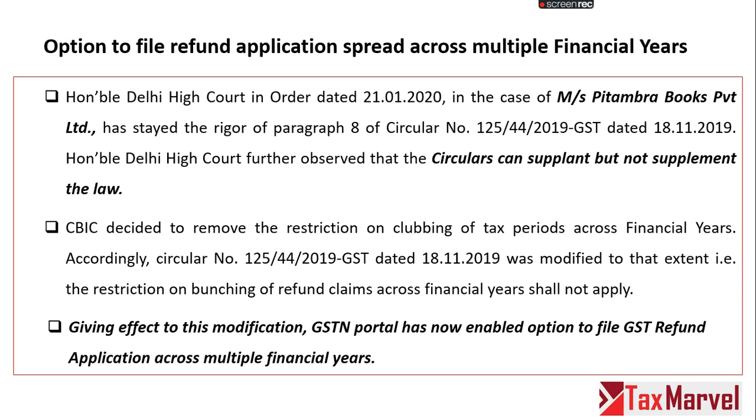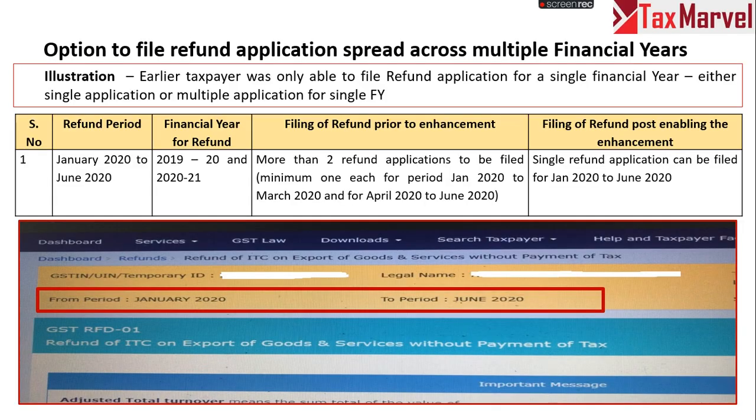developed the system in the GSTN portal whereby now multiple refund applications can be filed, as well as a single refund application can be filed across multiple financial years. So let us take an example that there is a refund claim to be filed from January 20 to June 20. So January 20 to March 20 is in the financial year 1920, and April 20 to June 20 is in the financial year 2021.